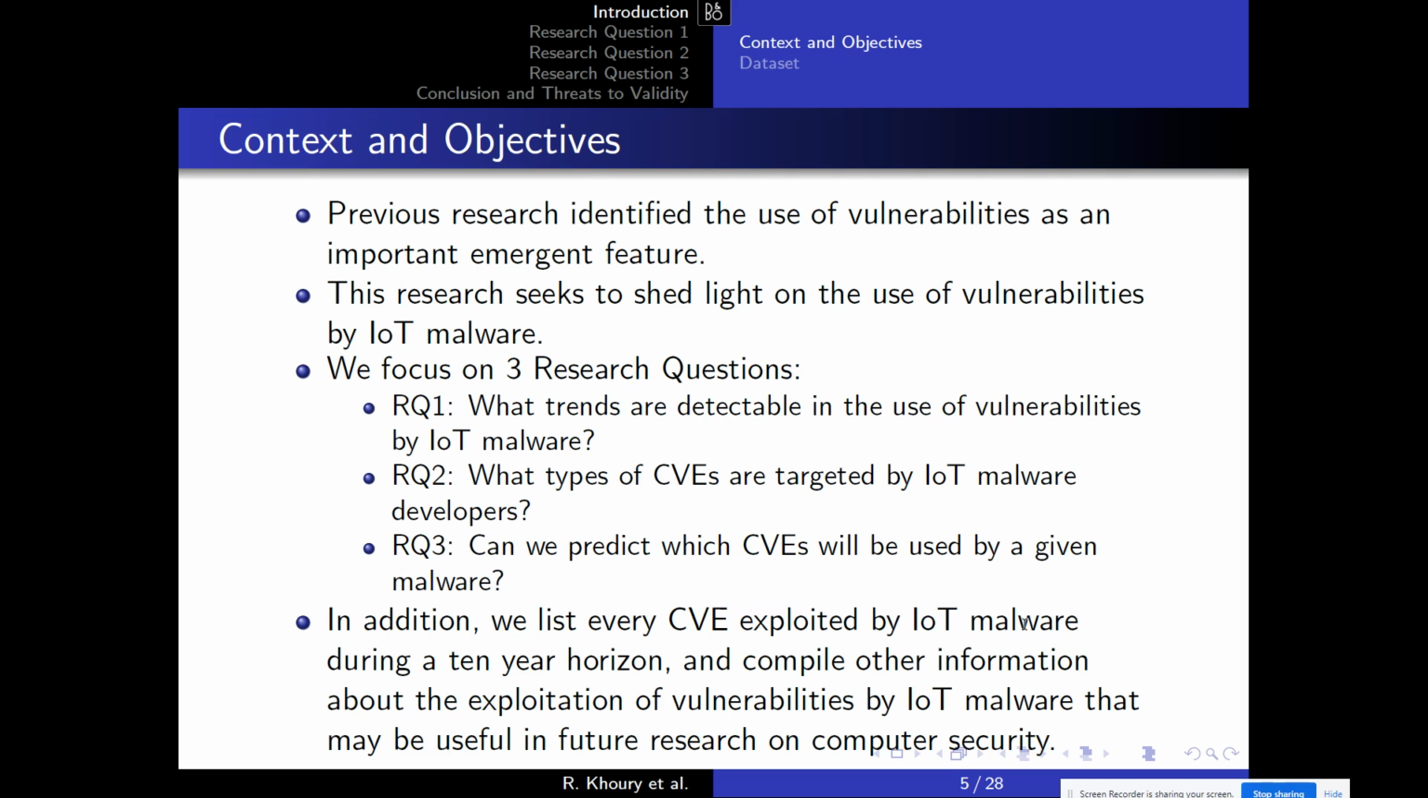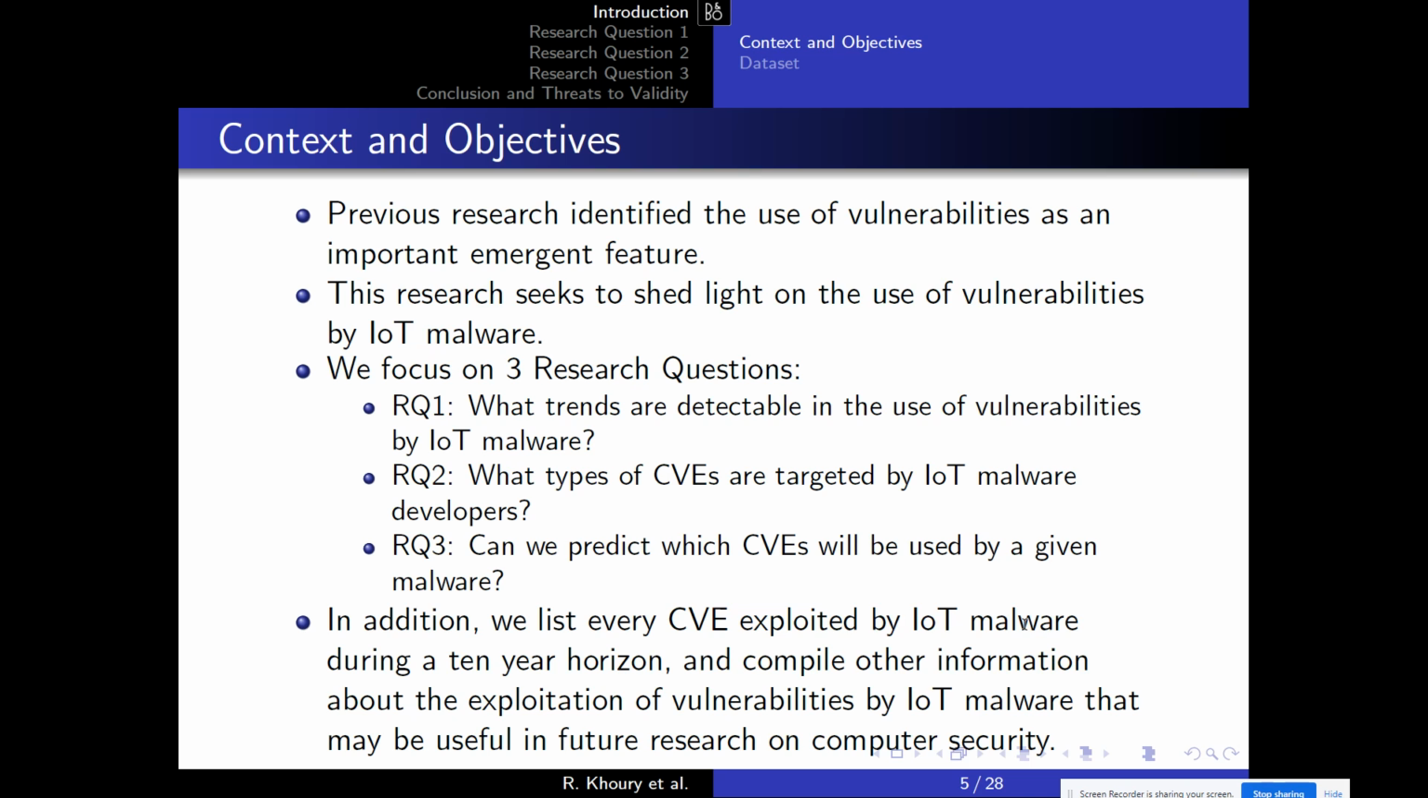The third question is, since CVEs that are exploited by IoT malware developers differ from the ones that are not exploited, can we use that knowledge to predict if a vulnerability will be exploited or not? This will help code developers to prioritize the vulnerabilities in their projects.